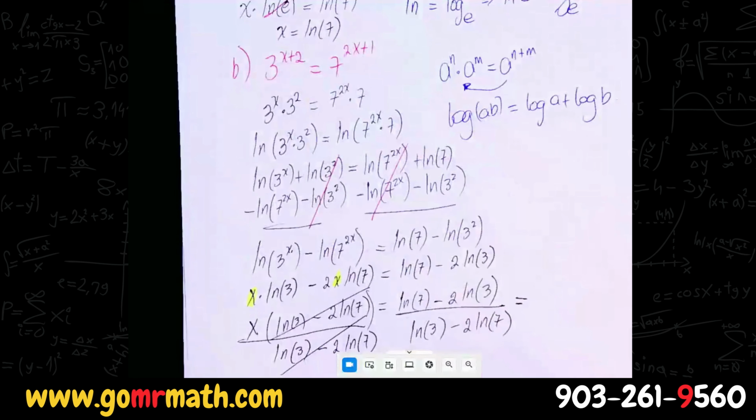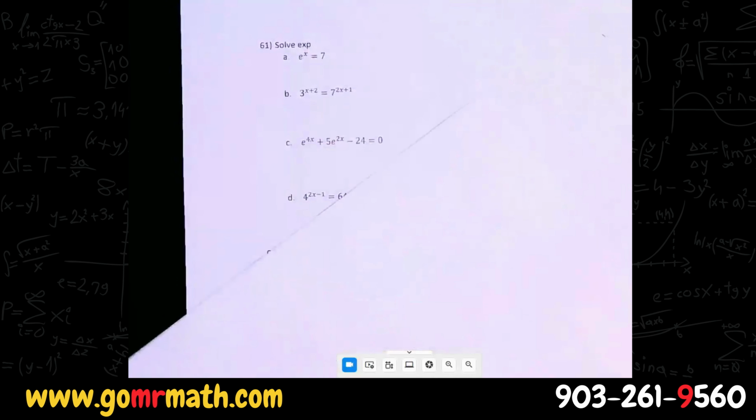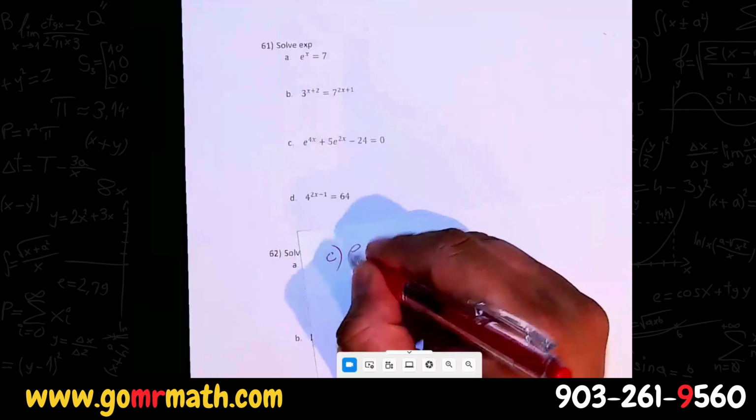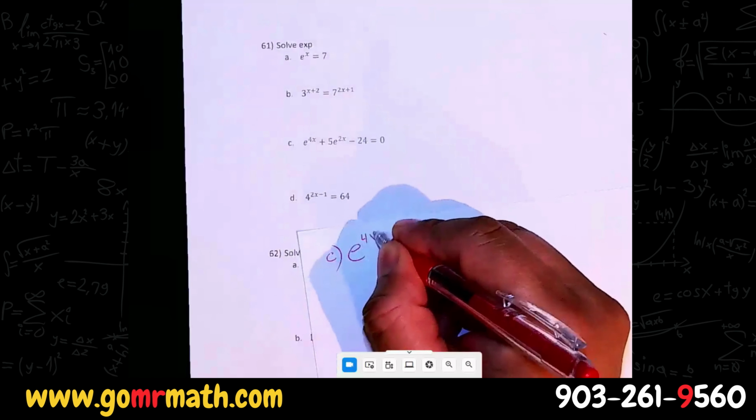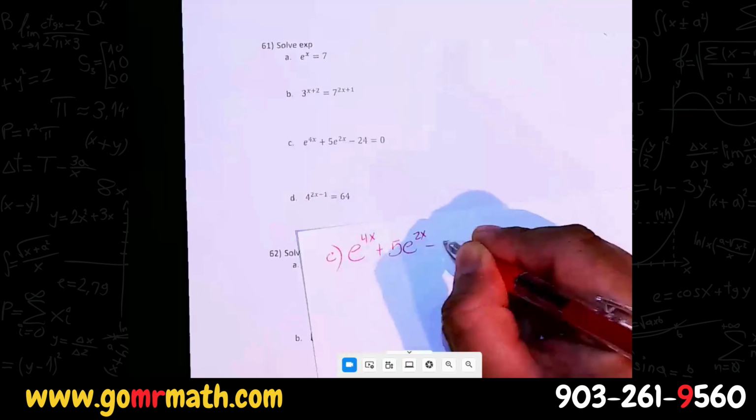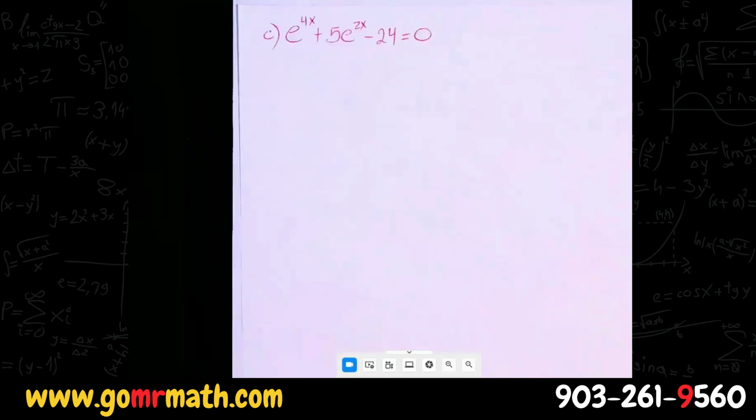Okay, let's go to letter C. This is interesting. We have e to the 4x plus 5 e to the 2x minus 24 equals 0. Okay, what can we do here?